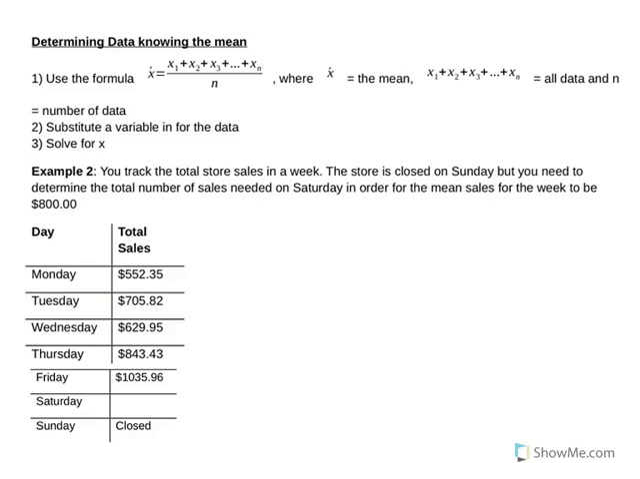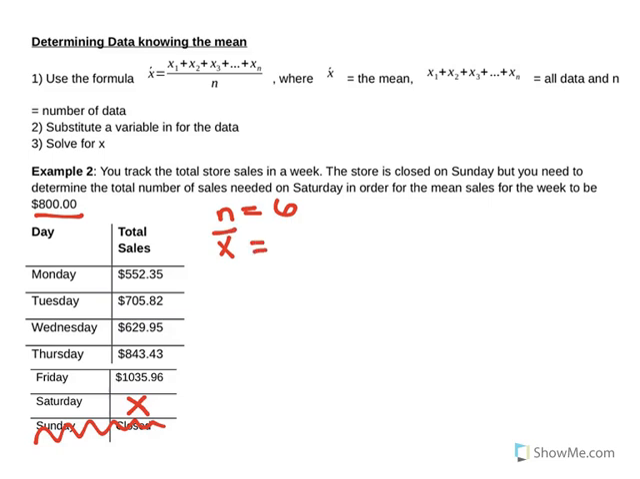Okay, sometimes we know most of the data, but we're looking for a missing piece of data and we know the mean. So we're looking for what that data could be to make the mean happen. This happens a lot in sales and trying to meet deadlines. So you check the total store sales in a week. The store is closed on Sunday, but you need to determine the total amount of sales needed on Saturday, so Saturday will be X, in order to meet a mean sales of $800. So because Sunday is closed, it's going to be out. We're only dealing with 6 days of the week, so our n value is going to be 6 because we have 6 total days.